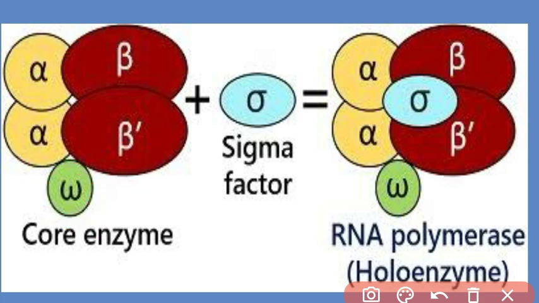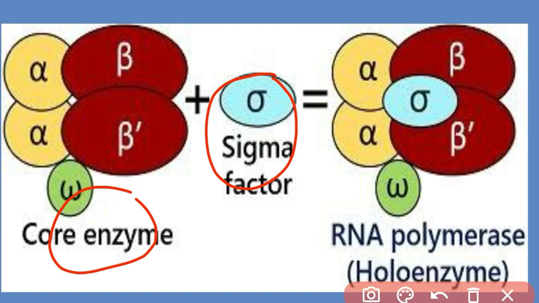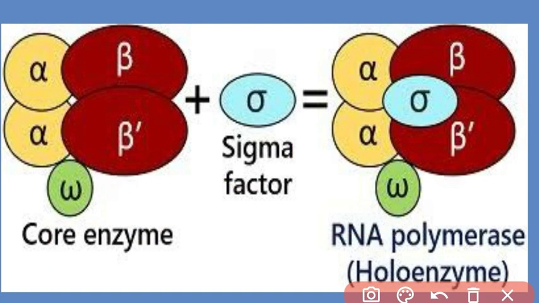The sigma factor binds to a core enzyme at the time of transcription initiation, forming a holoenzyme, that is an RNA polymerase. Holoenzyme is a complete enzyme. Core enzyme plus a sigma factor forms a holoenzyme or a complete enzyme. After transcription starts, the sigma factor can get unwound, or it gets dissociated from the core enzyme and lets the core enzyme proceed with further RNA synthesis.